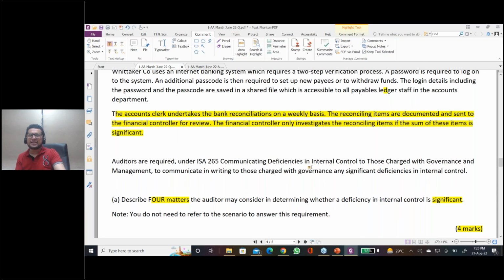The clerk performs the reconciliation on a weekly basis. Okay. Someone very senior, such as the financial controller, performs the review. Wow, that's great. But he or she only performs the review if the reconciling items are significant. What if the reconciling items are not significant? Okay, fine, he's not going to review it. What if there are material misstatements within that reconciliation, but those compensating errors are nullifying the effect of each other? And as a result, at the end of the day, the reconciling item is a smaller one. That's a really poor control.